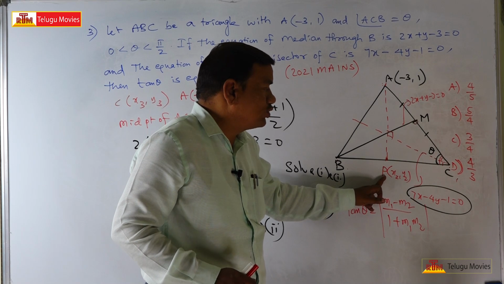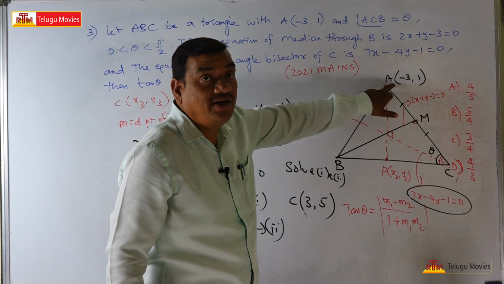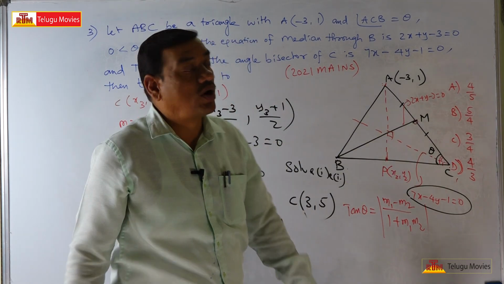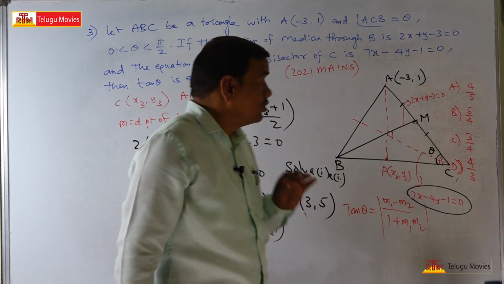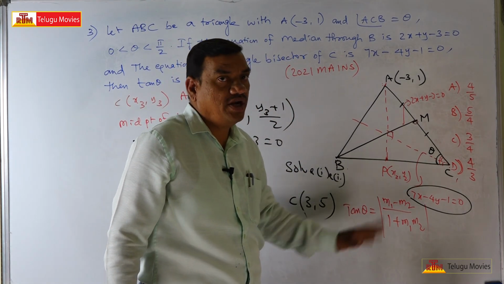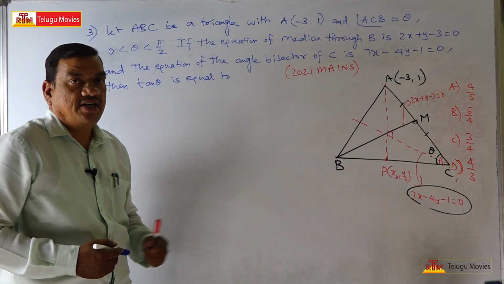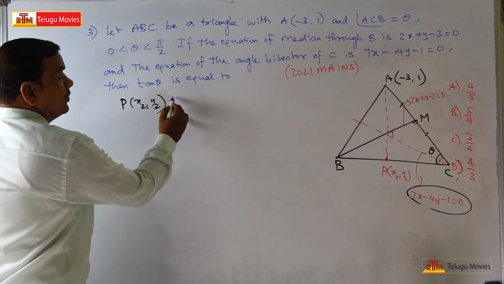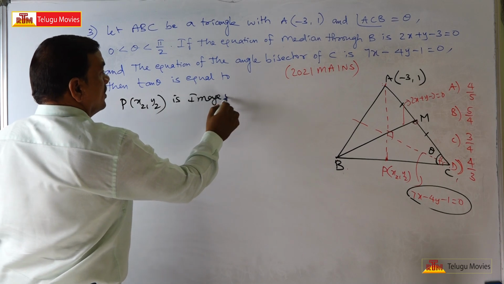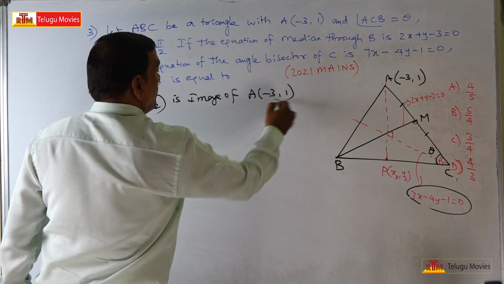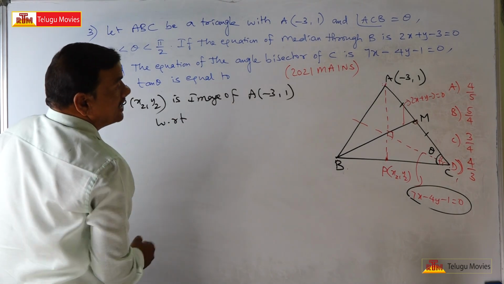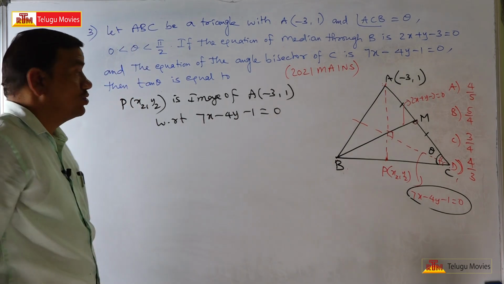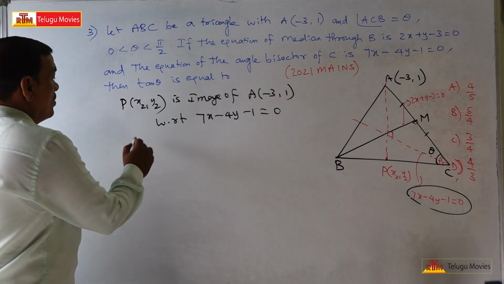This point P (x2, y2) is the image of the point A (minus 3, 1) with respect to this angle bisector. There is a property with respect to the angle bisector. So let us try to find out the point P. Okay, let us continue our solution. Dear students, let us continue the solution. So what I told: P (x2, y2) is the image of A (minus 3, 1) with respect to the angle bisector 7x minus 4y minus 1 is equal to 0.